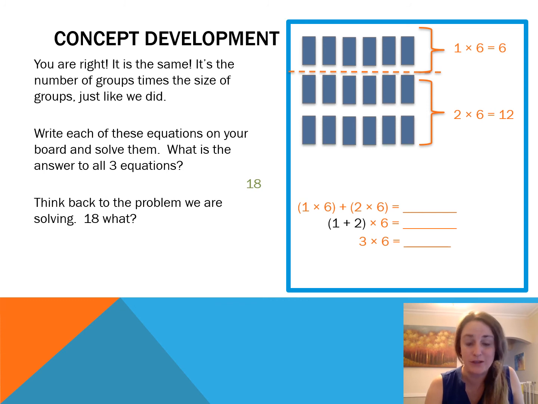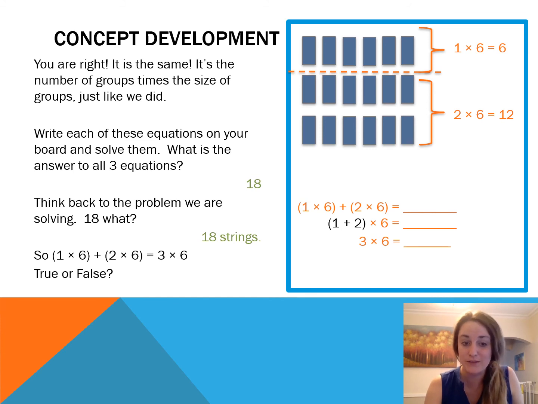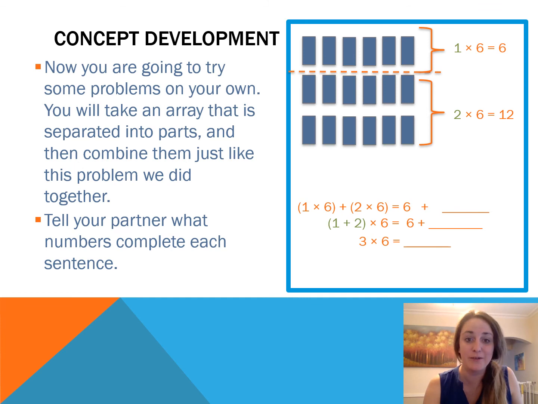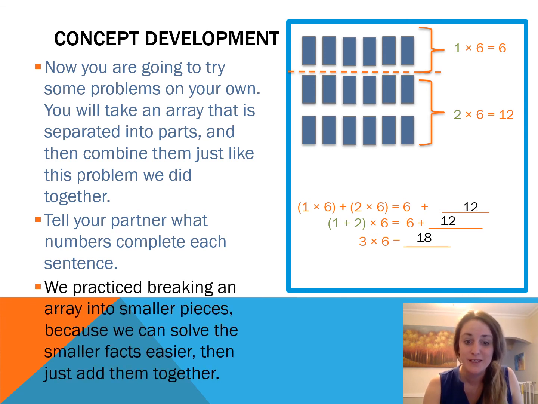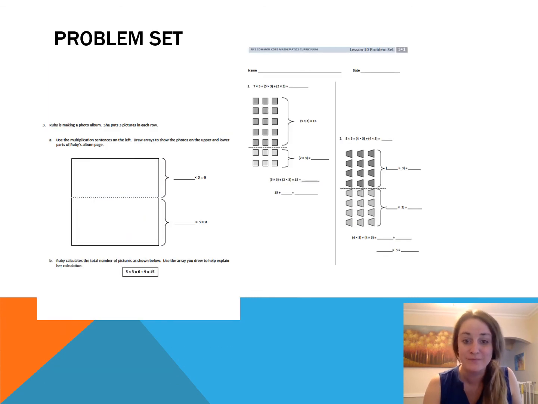Think back to the problem we are solving. 18 what? 18 strings. So 1 times 6 plus 2 times 6 equals 3 times 6. Is that true or false? It is true. Now you're going to try some problems on your own. You will take an array that is separated into parts and then combine them just like we did together. We practice breaking an array into smaller pieces because we can solve the smaller facts easier than just adding it together. You're going to do this practice independently on our problem set.